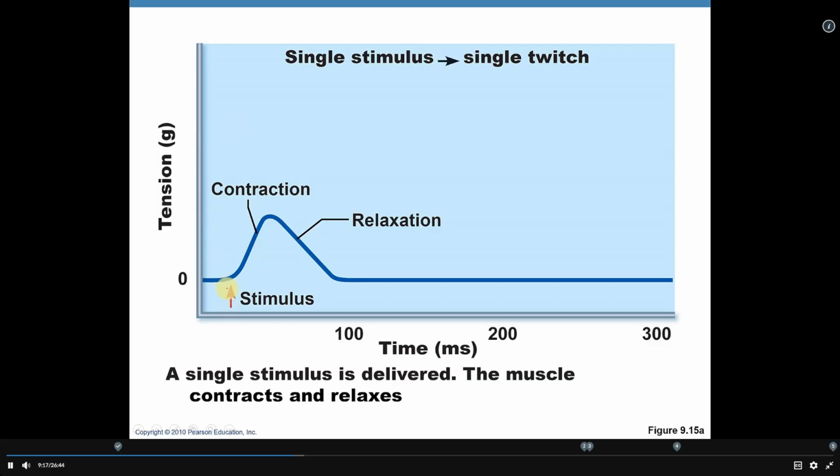So here we have a single stimulus. This means a single action potential. And you can see that the muscle contracts and relaxes. And if you look at the force, there's not that much produced, because up here is a lot of force. So very little force produced, not enough to do any helpful work.